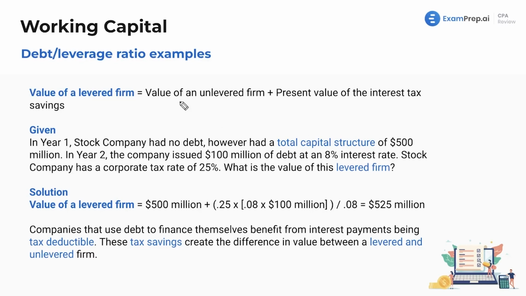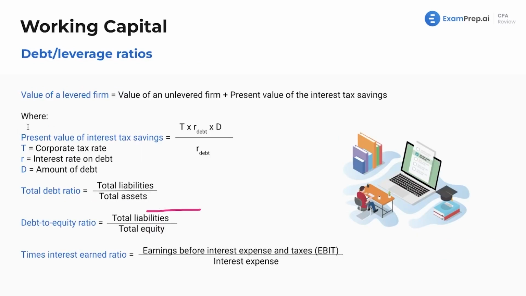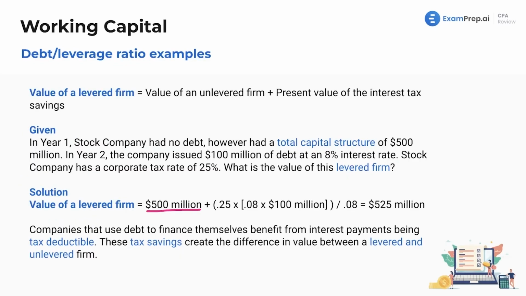Well, it's the value of the unlevered firm. That's pretty straightforward, right? That's $500 million plus, what's the present value of the interest tax savings? For this, I will refer back to our formulas. That's going to be the tax rate times the interest rate on the debt times the amount of debt divided by the interest rate on the debt. Just memorize your formulas. You'll do well. As such, we have our tax rate times the interest rate on the debt times the amount of debt divided by the interest rate on the debt. Please memorize it. You'll do well with these questions. You're just going to practice them. From here, you get $25 million. 25 plus 500 is $525 million.